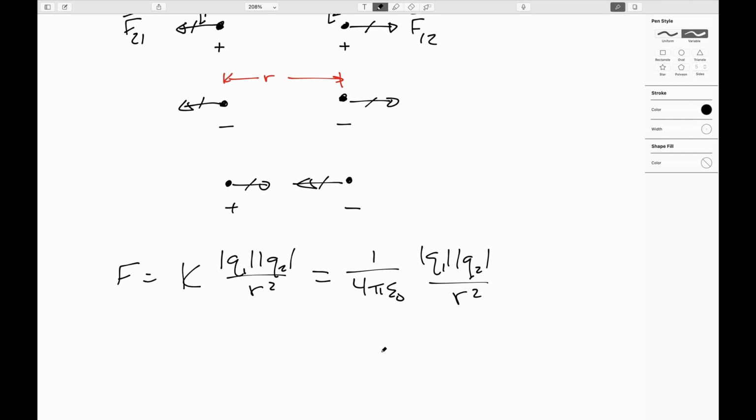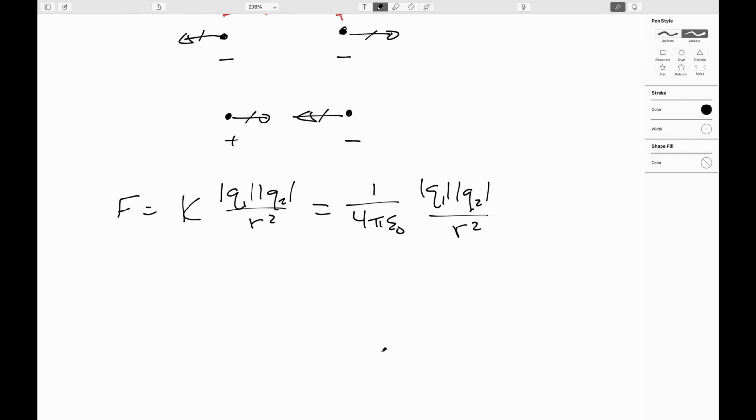So this Coulomb constant is equal to approximately 8.99 times 10 to the 9 Newton meters squared per Coulomb squared. And honestly, you can just go ahead and call it 9 times 10 to the 9 unless you are being very, very fussy. This will be an error of less than 1%.